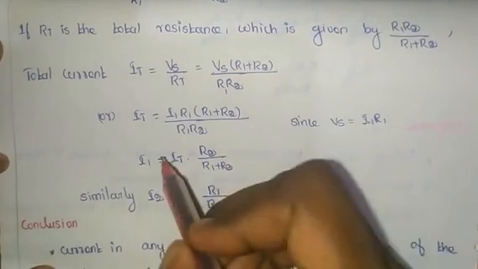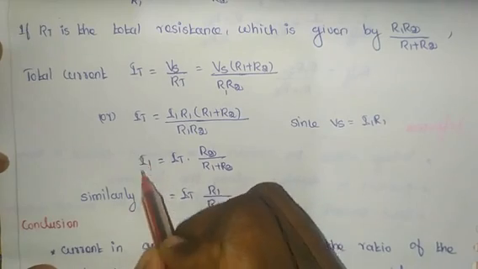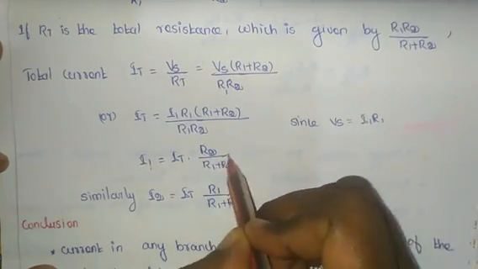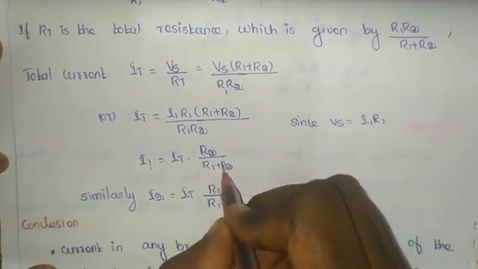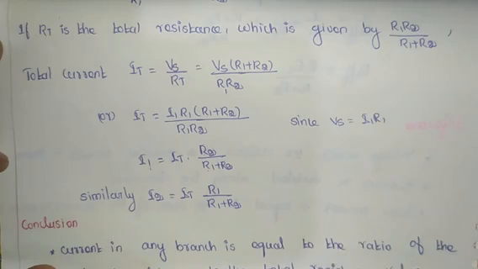Is it clear? If you want to find the current I1, which is the current flowing through the resistor R1, the numerator term will be the other resistor R2 divided by the total resistance R1 plus R2, into the total current entering the current divider network.